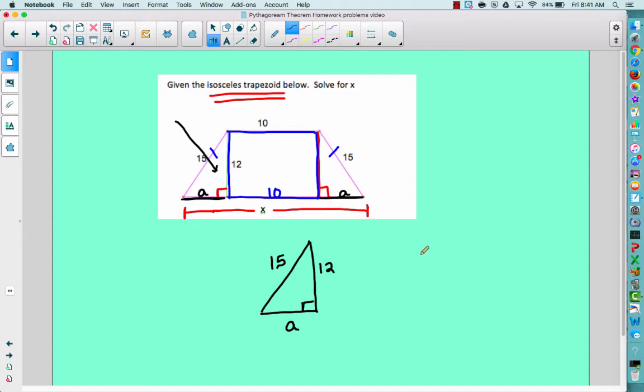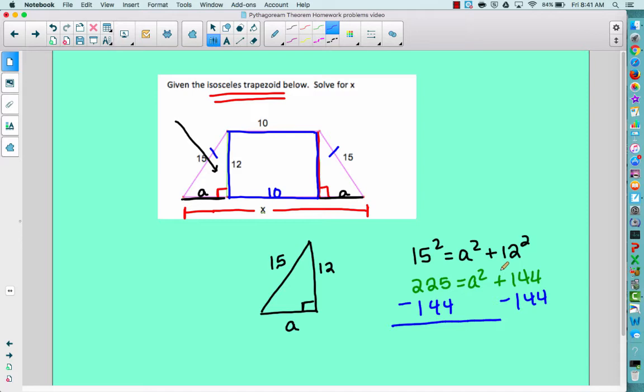All right, so I'm going to do 15 squared equals A squared plus 12 squared. Now I could have done A squared plus 12 squared equals 15 squared. It's the same thing. So 225 equals A squared plus 144. Now you can see I really want you practicing these perfect squares so you know them. Okay, so I'm going to subtract 144. And let's see, that's going to give me 81 equals A squared. Take the square root of both sides.